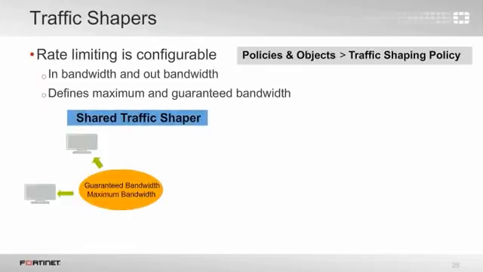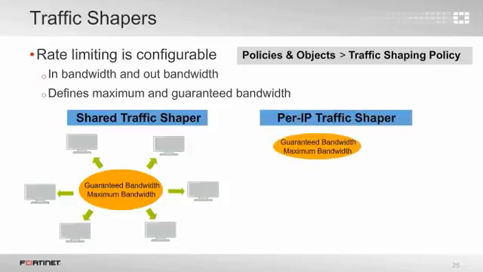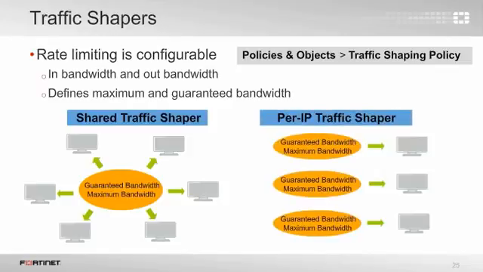Two types of traffic shapers can be configured, shared and per IP. A shared shaper applies a total bandwidth to all traffic using that shaper. The scope can be per policy or for all policies referencing that shaper. FortiGate can count the packet rates of ingress and egress to police traffic.